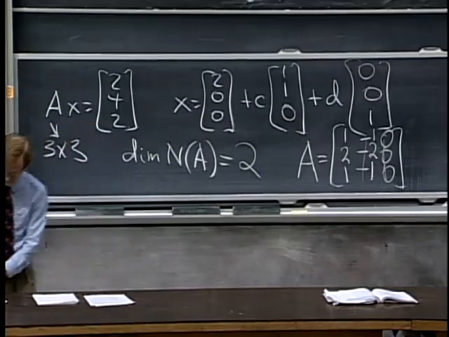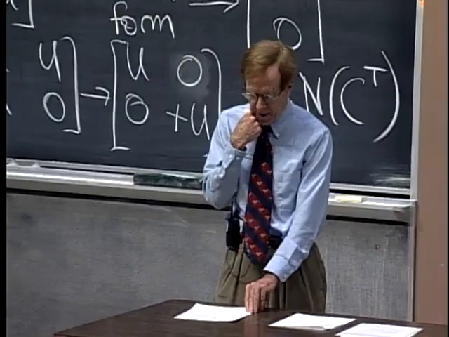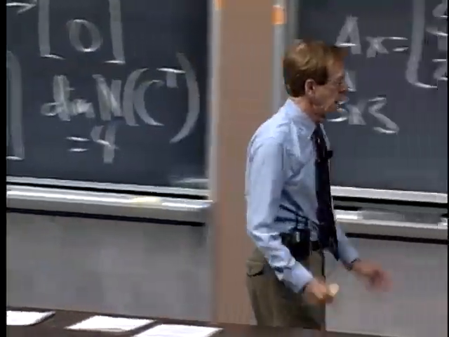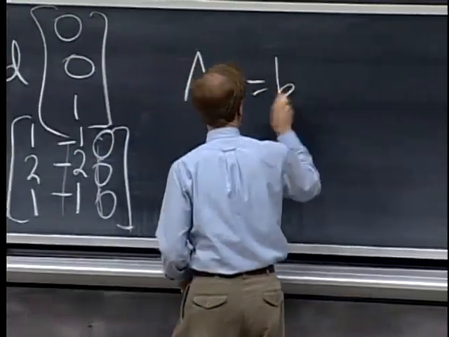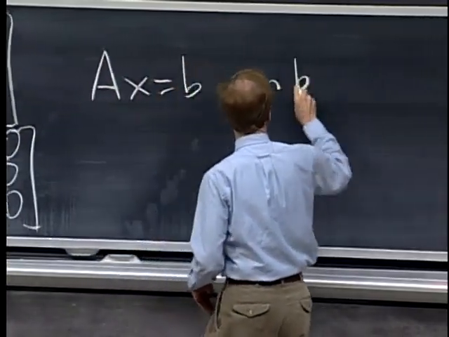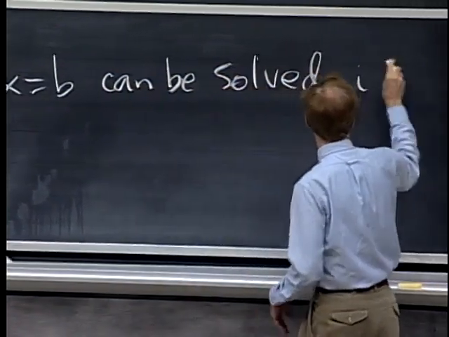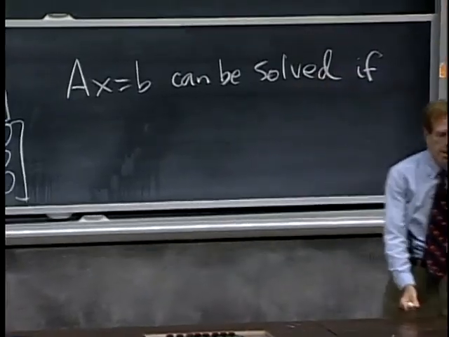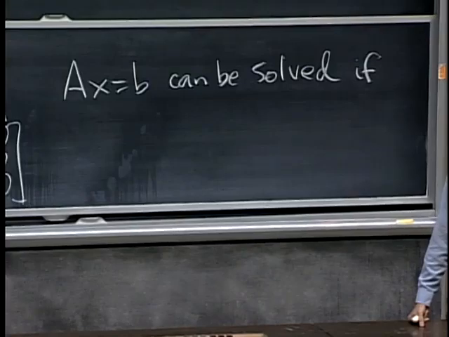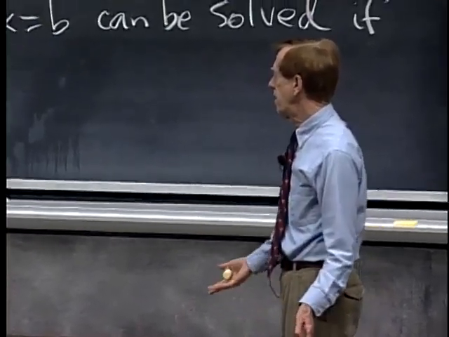Okay. And then I go on to ask, for what vectors B can AX equal B be solved? AX equal B can be solved if, so I'm looking for a condition on B, if any. Can it be solved for every right-hand side B? No, definitely not. When could it be solved?